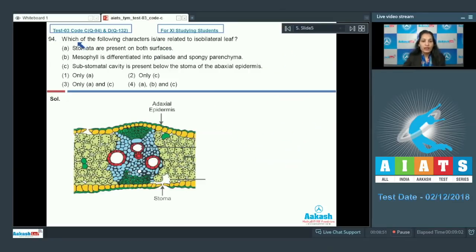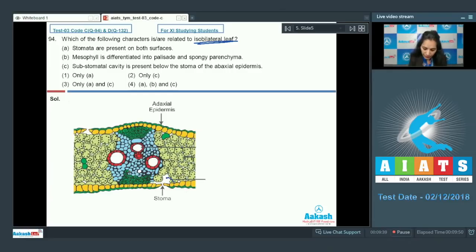Question number 94. Which of the following characters are related to isobilateral leaf? First character, A. Stomata are present on both surfaces. B. Mesophyll is differentiated into palisade and spongy parenchyma. C. Substomatal cavity is present below the stoma of the abaxial epidermis. You may be knowing about the isobilateral leaf. What is isobilateral leaf? Isobilateral leaf is a leaf which is similar on both the sides, hence called the isobilateral leaf. Isobilateral leaves are present in the monocots and they have stomata on both the surfaces.